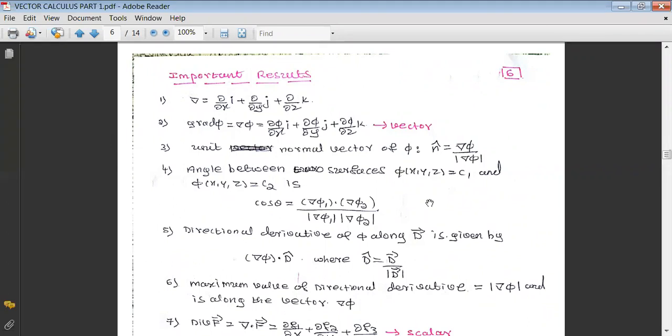our previous video. First one, the vector operator del, which is given by dou by dou x into i plus dou by dou y into j plus dou by dou z into k. That will be the first important result.